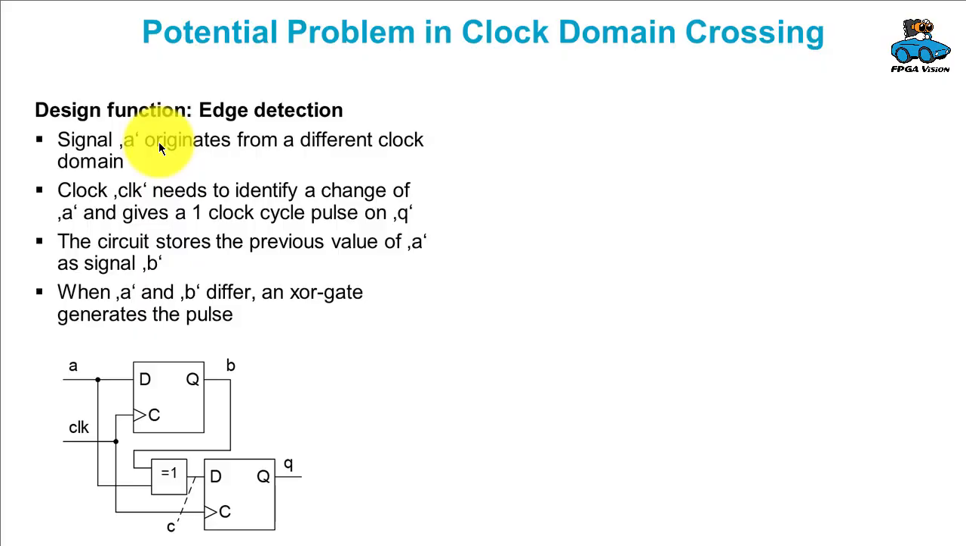As a design function, we want to perform edge detection. So we have a signal A that comes from a different clock. And with this clock, we want to identify a change of A and give the value 1 as a pulse on the output Q. So our circuit stores the value A in B and then performs an XOR function to have a pulse here before the flip-flop, check this with the flip-flop, and then give the output Q.